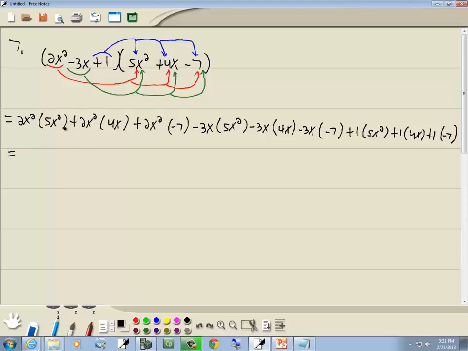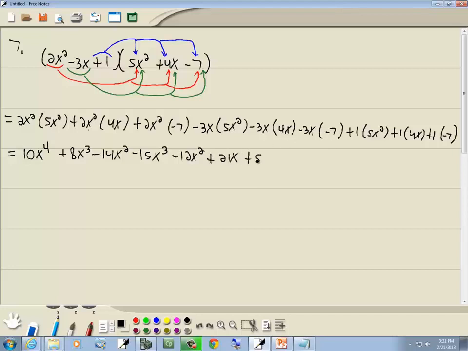2x squared times 5x squared gives us 10x to the fourth. 2x squared times 4x gives us 8x to the third. 2x squared times negative 7 is negative 14x squared. Negative 3x times 5x squared gives us negative 15x to the third. Negative 3x times 4x gives us negative 12x squared. Negative 3x times negative 7 is positive 21x.